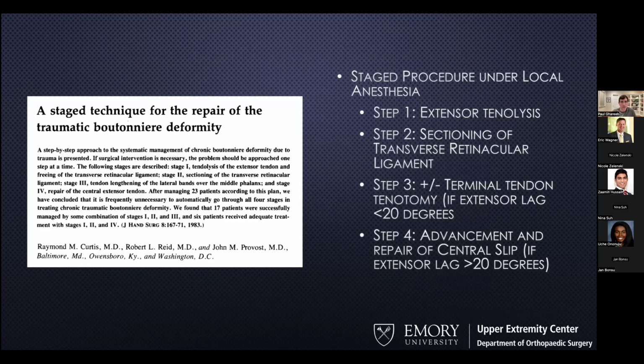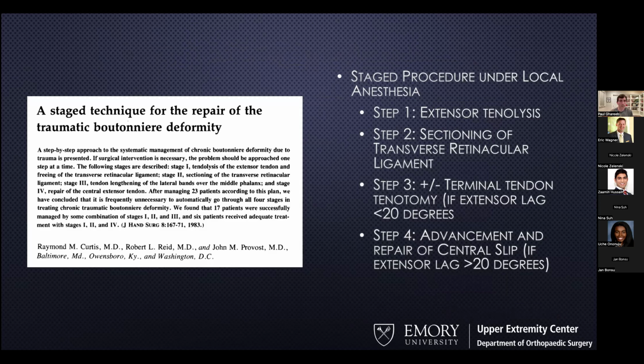And then the Curtis staged repair, and this is the abstract from Curtis's original description. This is a staged procedure where it was first described under local anesthesia, and it's useful to do it under local if possible, so you can test it intra-op. But you essentially have 4 steps, and you go from step 1, and then you look at the deformity. And if you've corrected it, you stop. If you haven't, then you go on to step 2, and then either step 3 or 4.